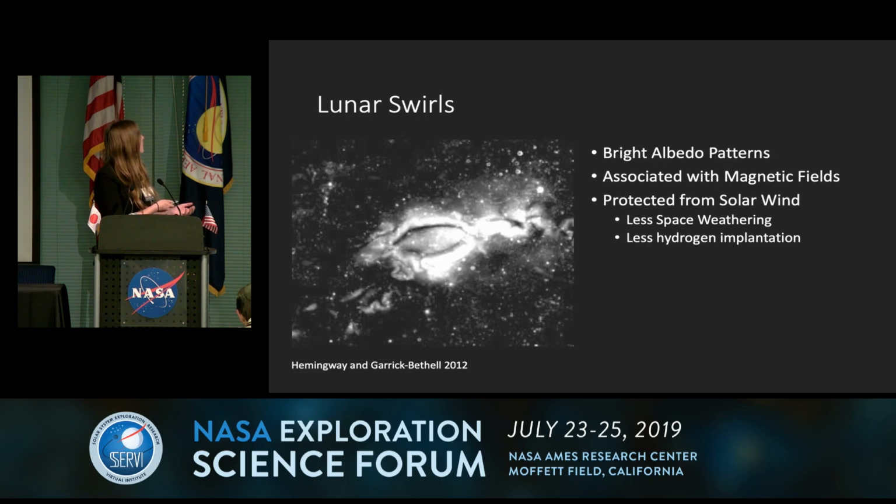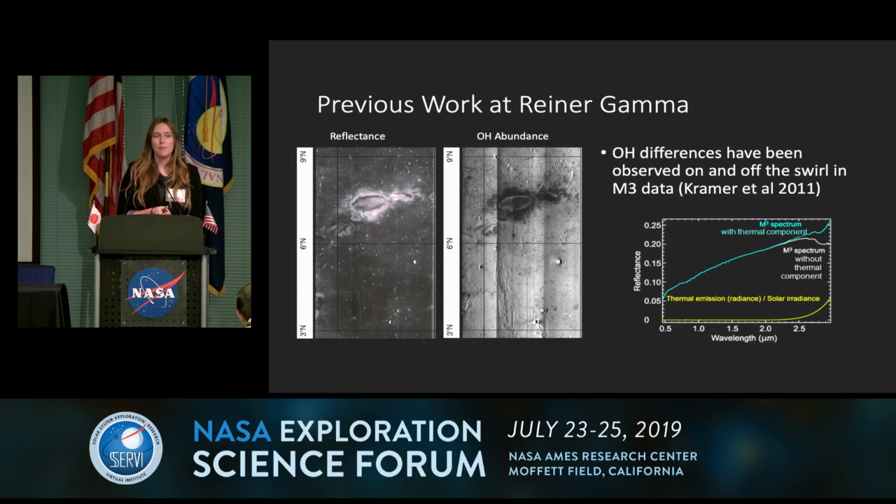Okay, so there has been work done on lunar swirls in the past. These particular pictures are from Kramer et al. 2011, and they show a really distinct OH abundance deficit on the swirl, which you can see right here. However, not every analysis of Moon Mineralogy Mapper data, which is where this is from, shows that same variation, and that's because of the thermal emission correction to Moon Mineralogy Mapper data.